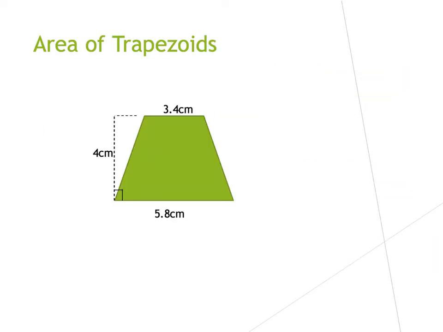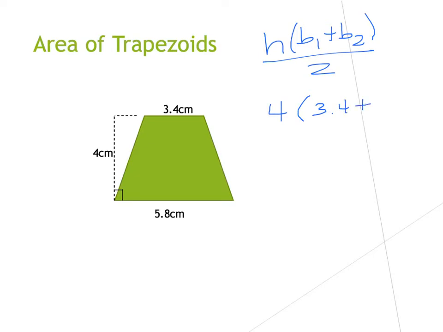Okay, the next trapezoid, again, I'm going to go ahead and rewrite. So it's height times base 1 plus base 2 divided by 2. And my height is going to be 4 times 3.4 plus 5.8. And I'm going to divide all that by 2.